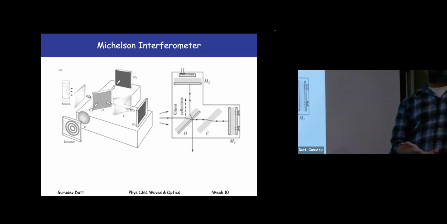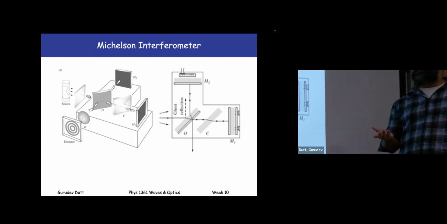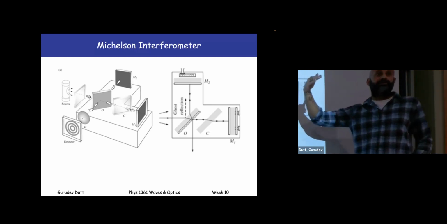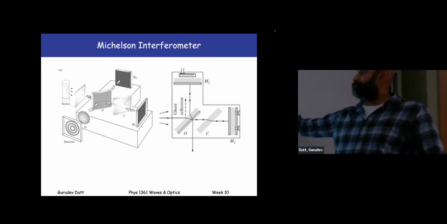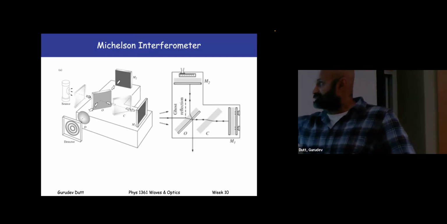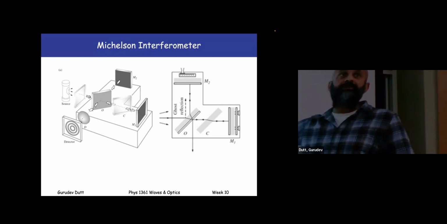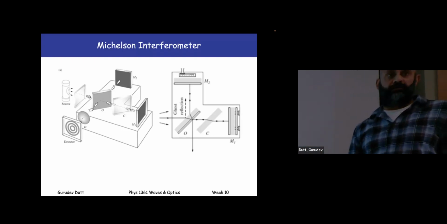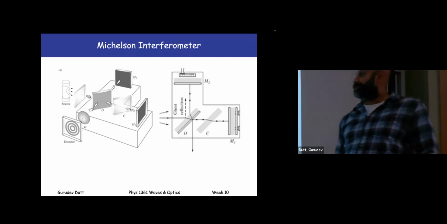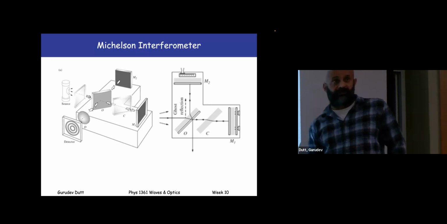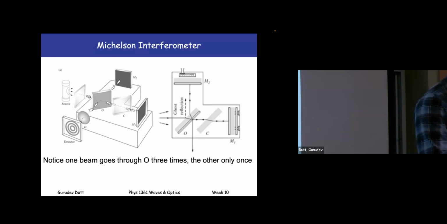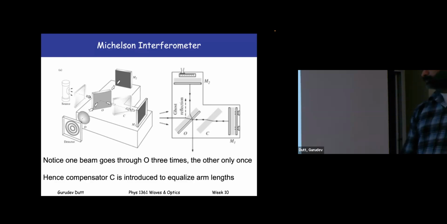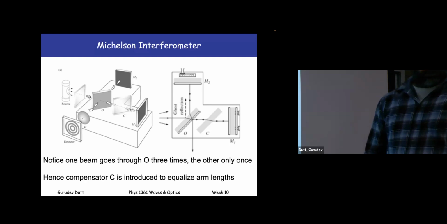So you can see you're already introducing a path length difference into the system, even if these two mirrors were exactly equidistant from the beam splitter. To compensate for that, they introduced an additional plate of glass, which is the exact same thickness as this one, except it does not have any partially silvered surface at the bottom. So it just transmits the beam and brings it back. That's the compensating plate that we introduced also in the lab. You must have noticed this compensating plate. That's just summarizing what I just said.